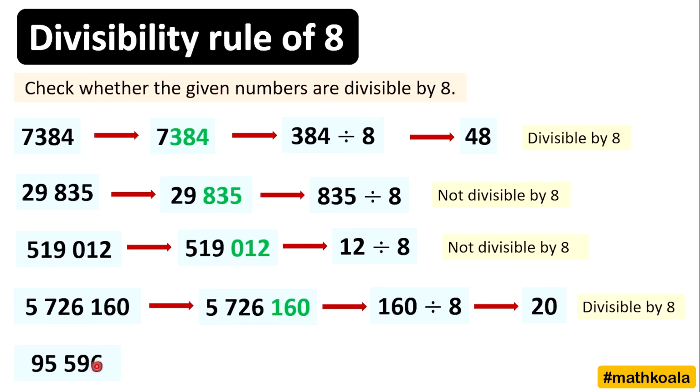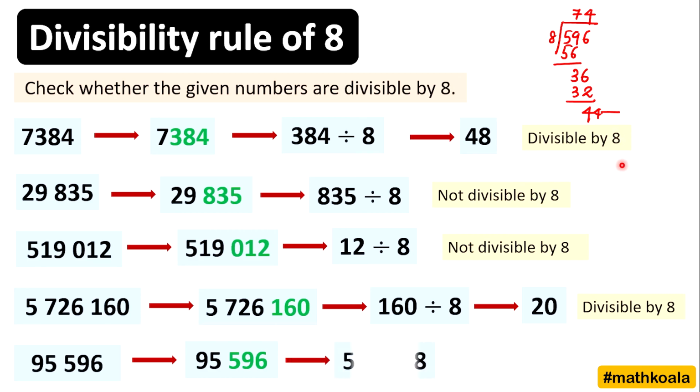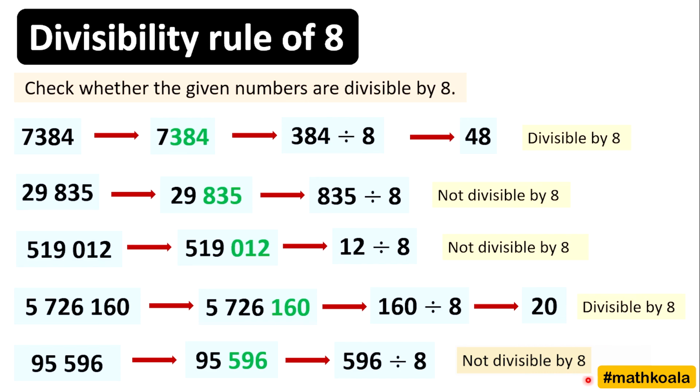Next number is 95,596. Last three digits of the number is 596. If we divide 596 by 8, 8 times 7 is 56. 59 minus 56 is 3. 36. 8 times 4 is 32. 36 minus 32 is 4. The remainder is 4. So, 596 is not divisible by 8. Therefore, 95,596 is not divisible by 8 without a remainder.